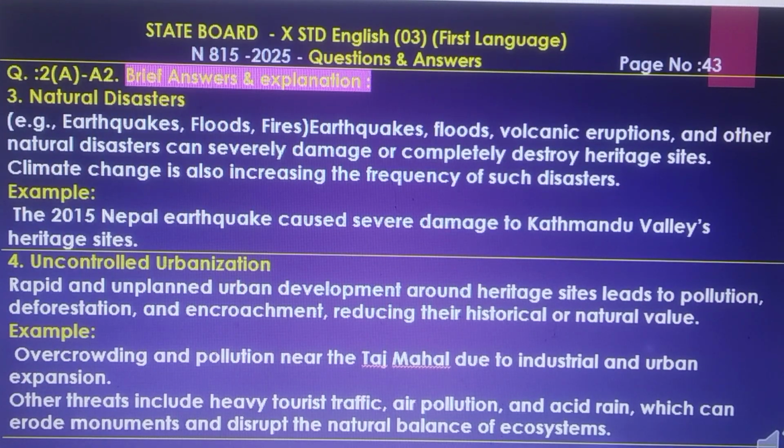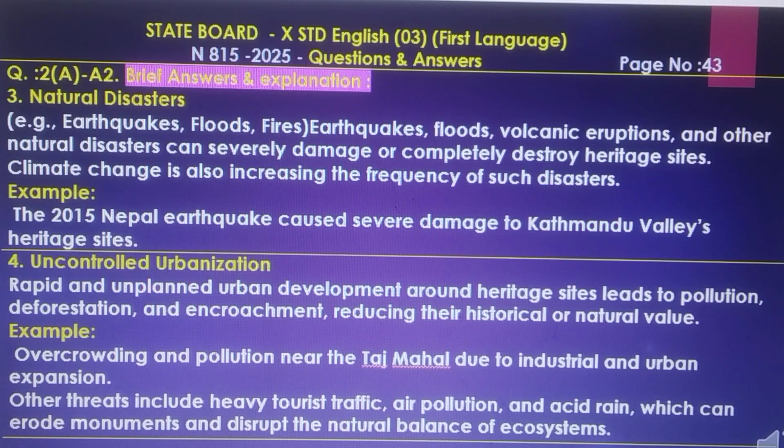Third, natural disasters: earthquakes, floods, and fires. Earthquakes, floods, volcanic eruptions, and other natural disasters can severely damage or completely destroy heritage sites. Climate change is also increasing the frequency of such disasters. Example: the 2015 Nepal earthquake caused severe damage to the Kathmandu Valley and its heritage sites.